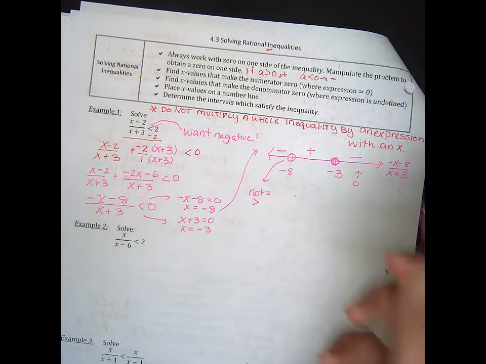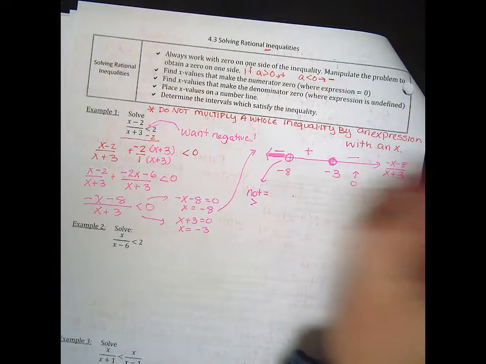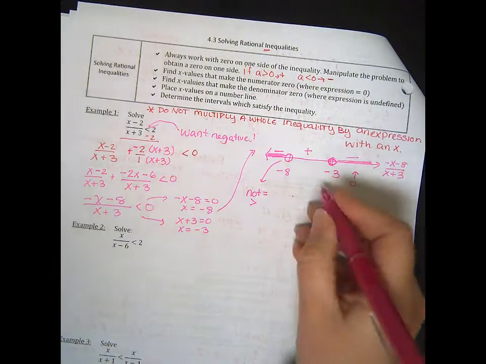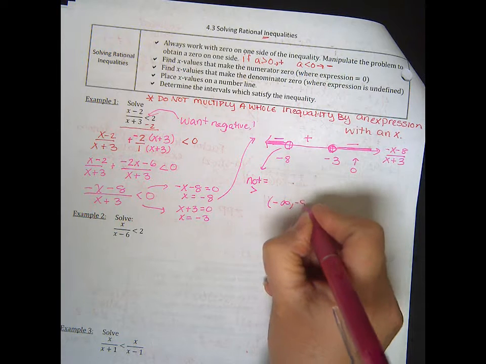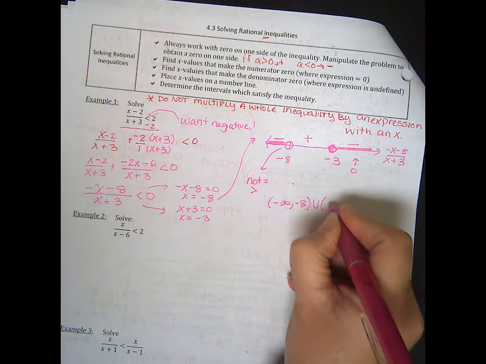Because of that less than. So my answer is going to be down here with the negatives and up there, which we know to write in interval notation is negative infinity to negative 8 open union 3 to infinity.